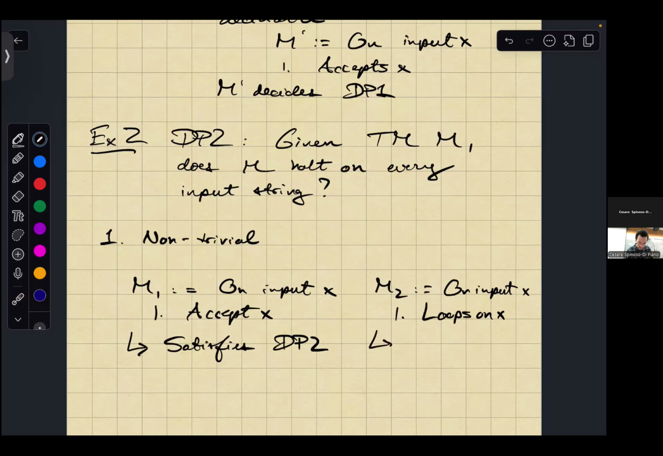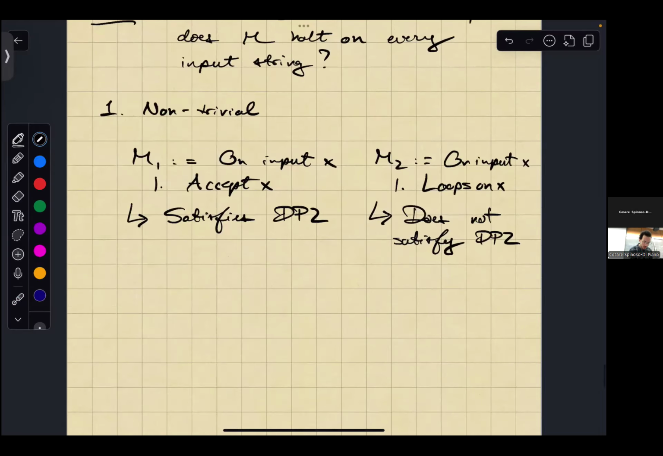So that means that this Turing machine does not satisfy decision problem 2. So it's a non-trivial property. So I have the first half of using Rice's theorem. Now I need to show the second half, which is that it's a property of a language.